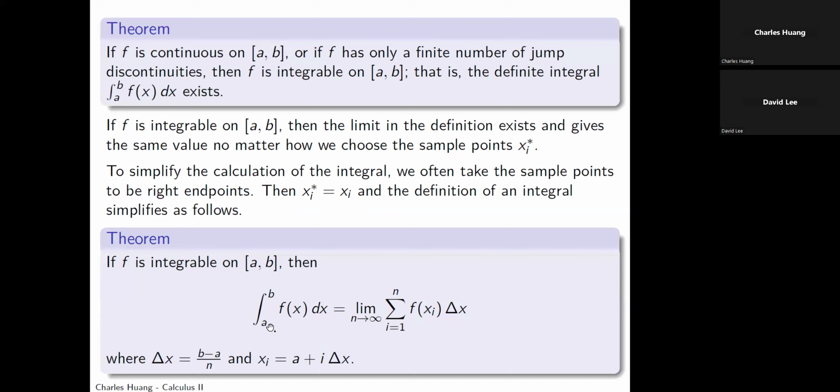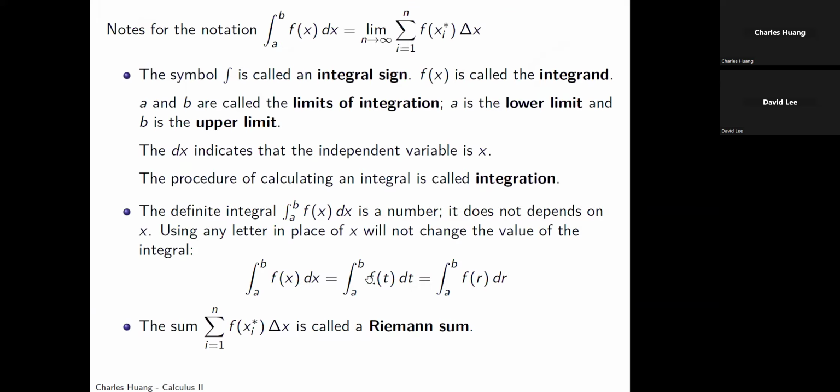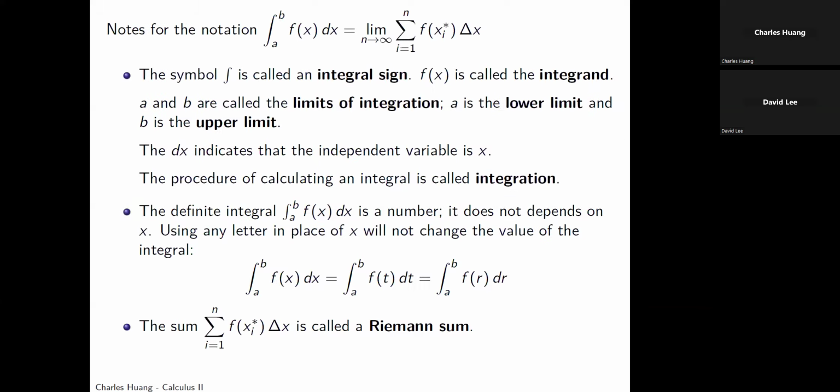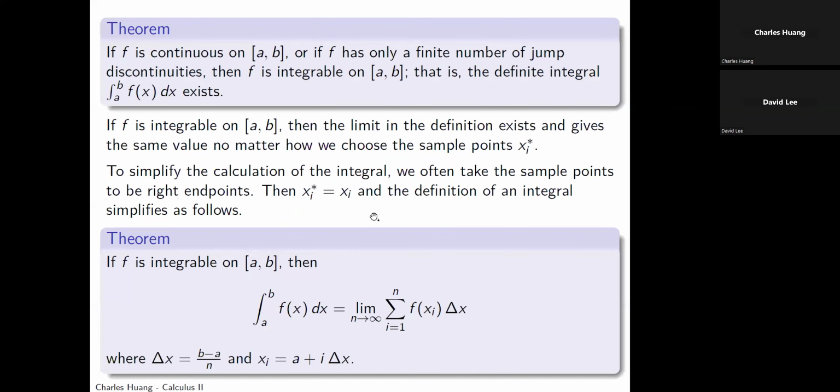The difference between what you see in this theorem versus what we talked about at the beginning is that at the beginning we said it can be any point. It can be the right-hand side, left-hand side, middle, or you can go right-hand side and then left-hand side and then right-hand side in the middle. You can do whatever you want. But here in this theorem, we're saying let's always pick the right-hand side to make things easier.